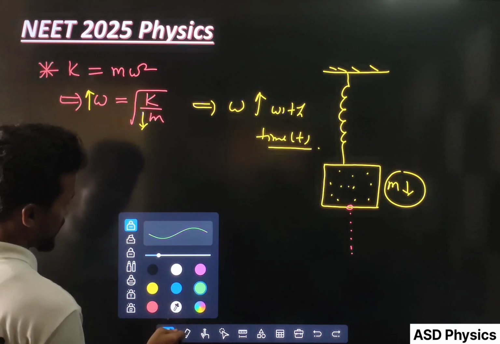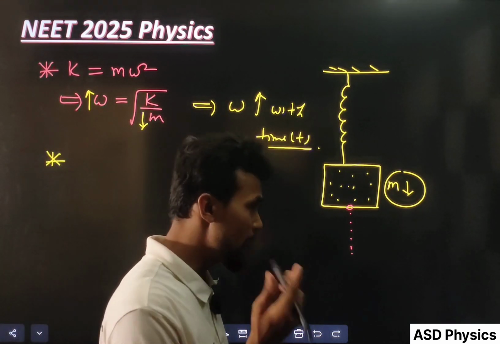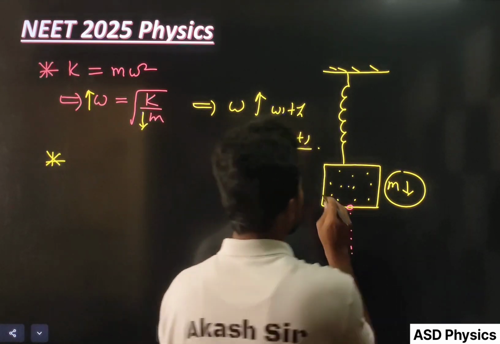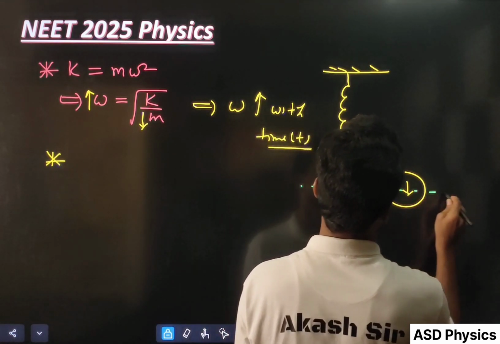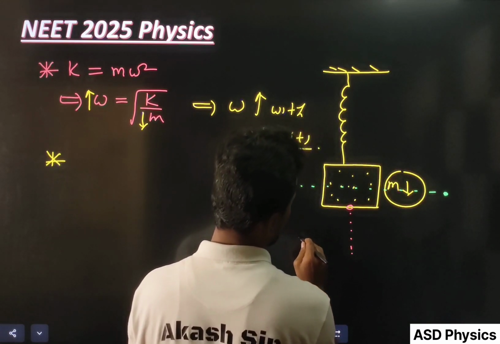Next, if we talk about the amplitude, the amplitude graph is there. So amplitude is related to the energy. So what will happen here? If I talk about somewhere the mean position, for example, somewhere the mean position is this.